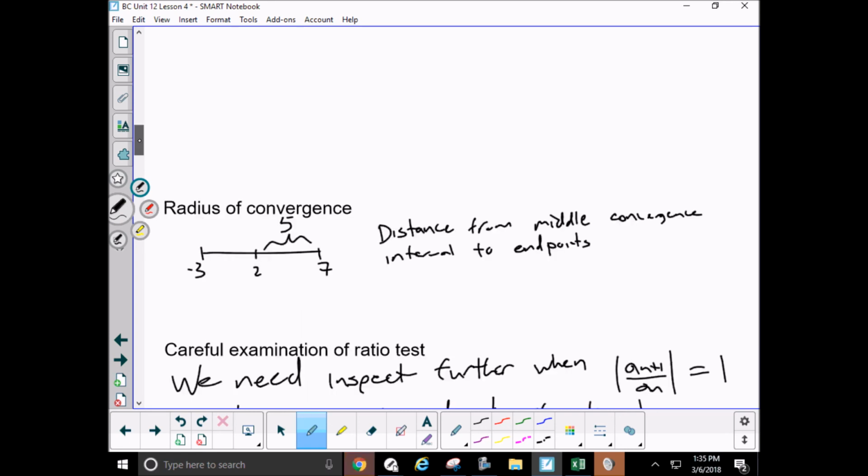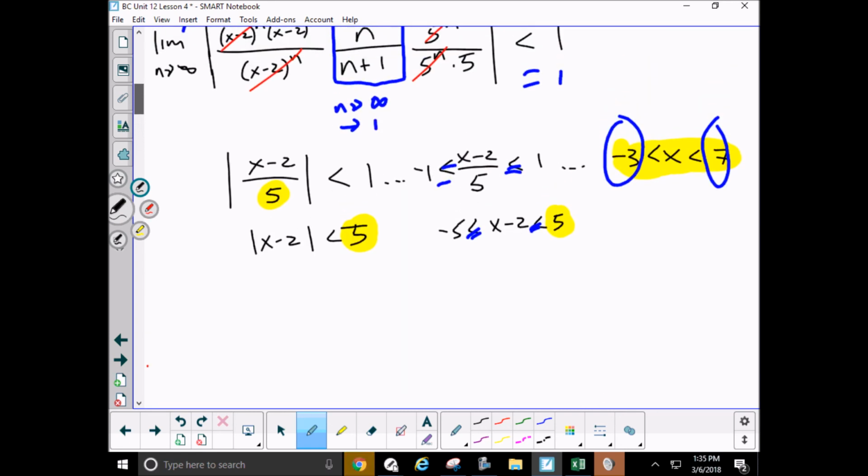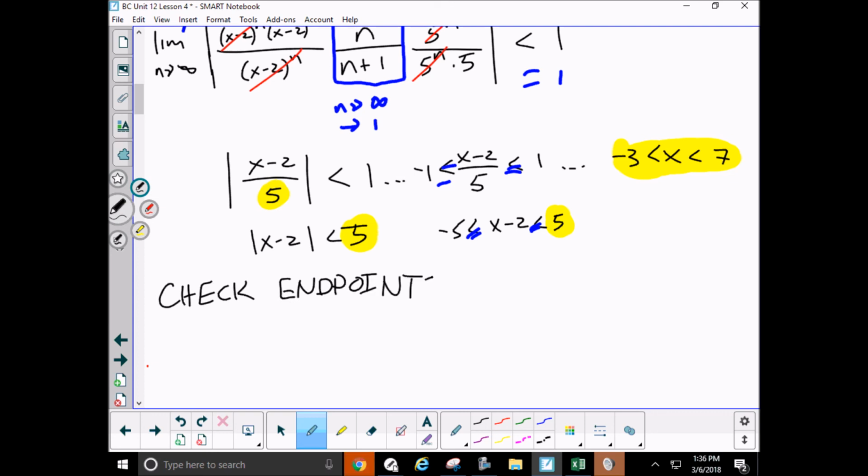So, going back up to the same problem, we're going to call this checking our endpoints. And we will find that these endpoints will be locations of possible conditional convergence. Because if you're less than 1, you're absolutely convergent. But conditional convergence is still convergence. Okay? All right, so when x is, let's start with 7.